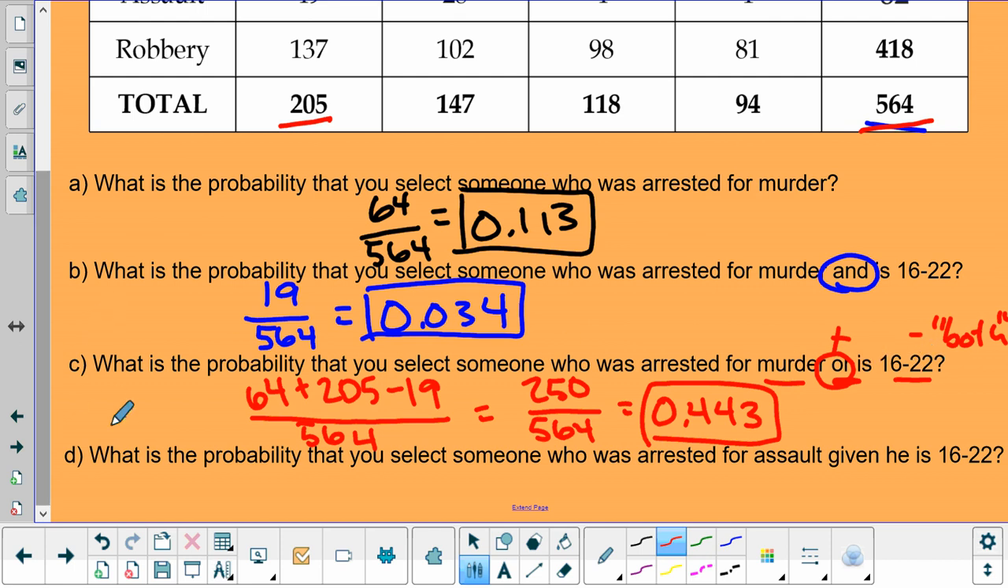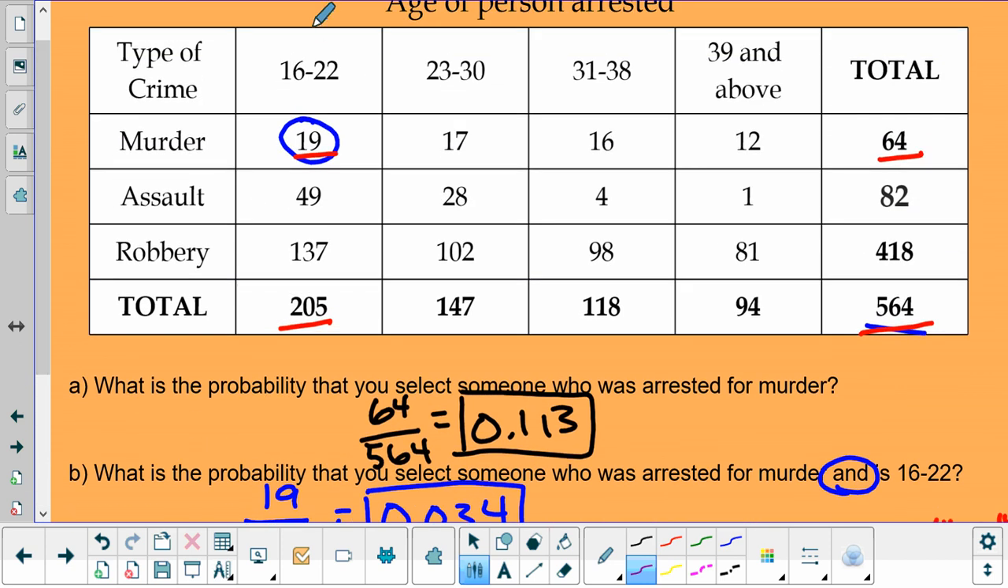Okay, now let's look at part D. Part D is, what is the probability that you select someone who was arrested for assault given that he is 16 to 22? Given this. If the fact that he is 16 to 22 is a given condition, that adjusts your total. You are only looking in this column. Those are your only successes right there. Given the fact that he's 16 to 22 means that every person you're looking at is in this 16 to 22 column.